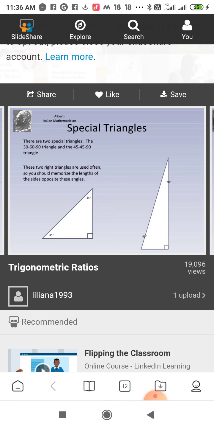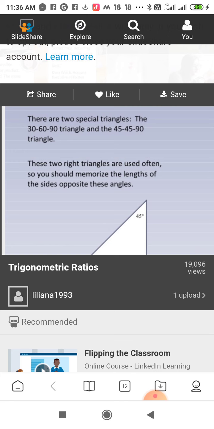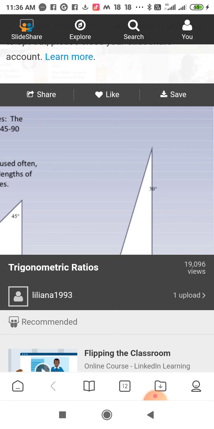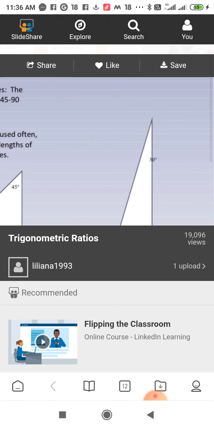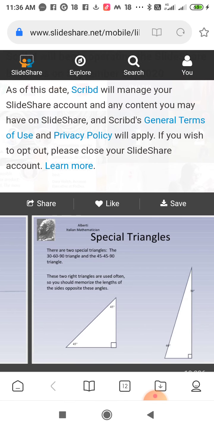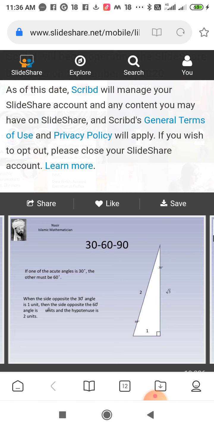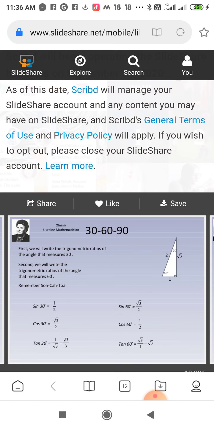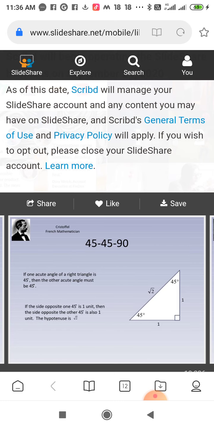These are all right angle triangles. There are two special triangles, the 30-60-90 triangle and the 45-45-90 triangle. These two triangles are used often, so you should memorize the lengths of the sides opposite the angles. Here it is very important to remember the Pythagoras theorem: the sum of the squares of the opposite side and adjacent side is equal to the square of the hypotenuse.